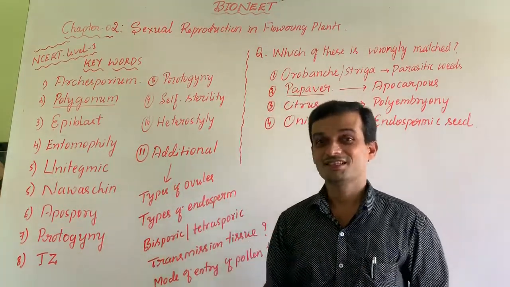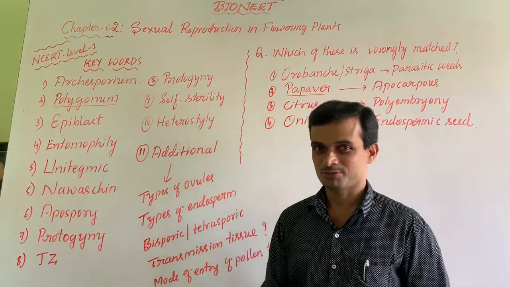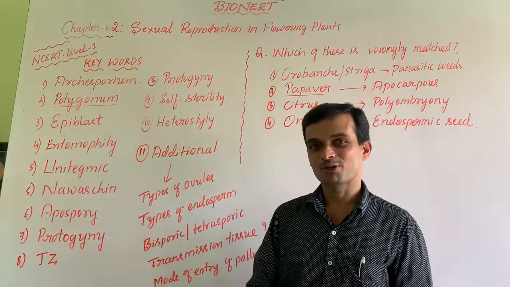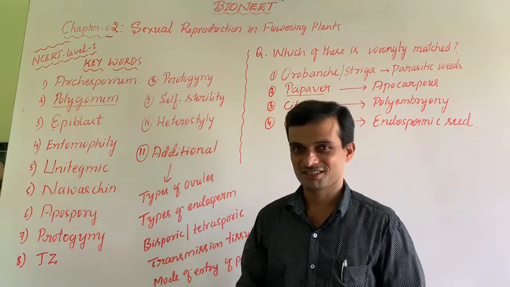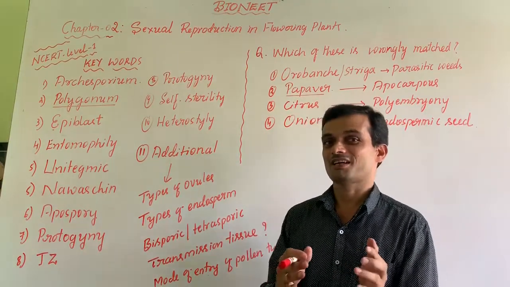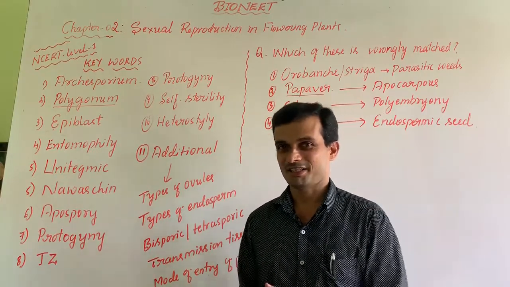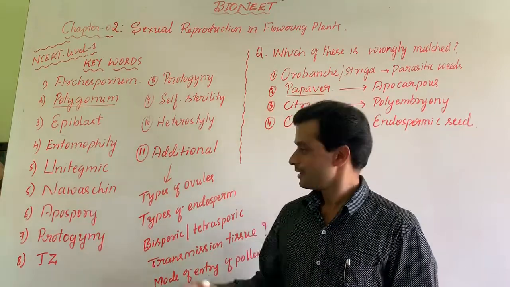Navaschin discovered double fertilization. That is very unique in angiosperms. You know it. Apospory. That's development of gametophyte from sporophyte without meiosis. That is very strange. There is no meiosis. It's like apomixis. In apomixis, there is seed development without fertilization, without syngamy. It's aposporic.